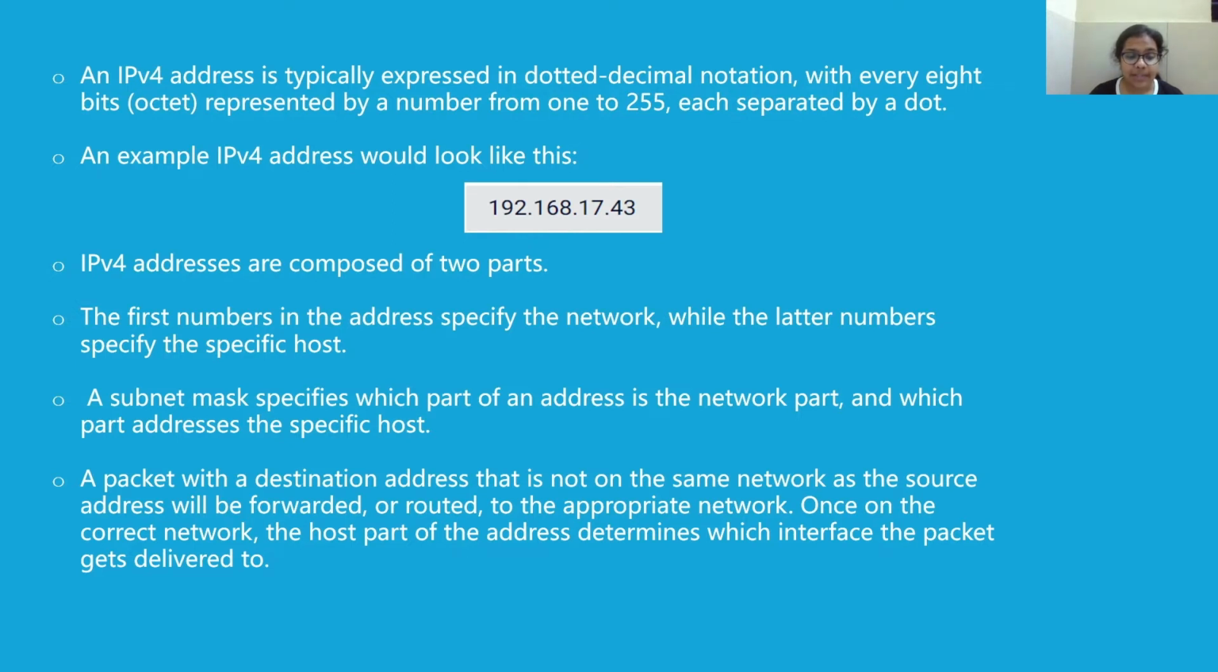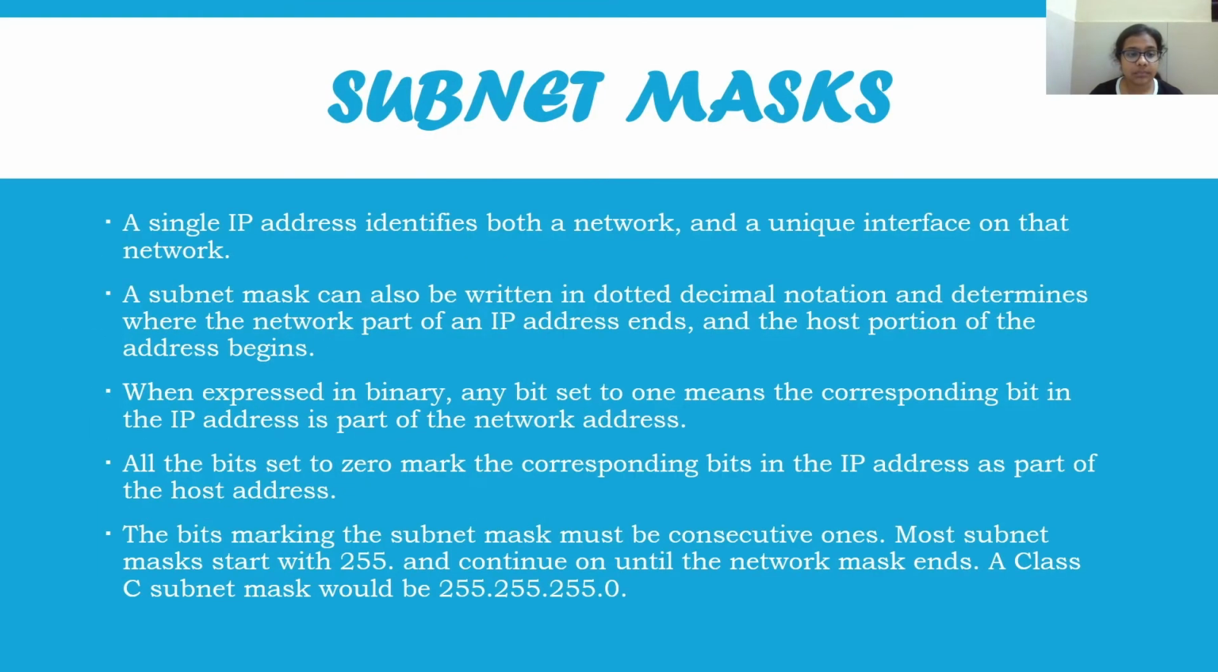A subnet mask specifies which part of an address is the network part and which part of the address is the specific host. A packet with a destination address that is not on the same network as the source address will be forwarded or routed to the appropriate network. Once on the correct network, the host part of the address determines which interface the packet gets delivered to. Moving on, let us see about subnet masks.